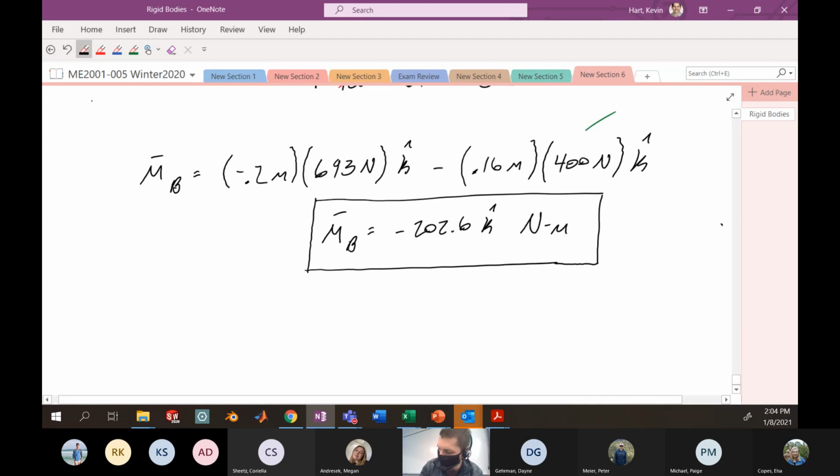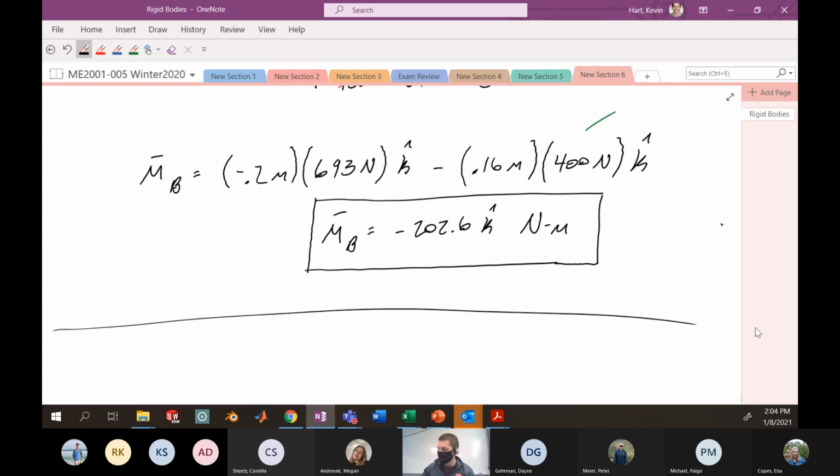Okay, now I want to teach you some shortcuts on how to calculate these moments, because there are easier ways and faster ways, especially in 2 dimensions, for calculating this particular moment.